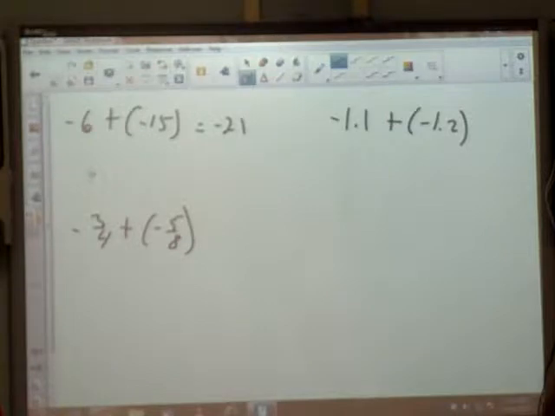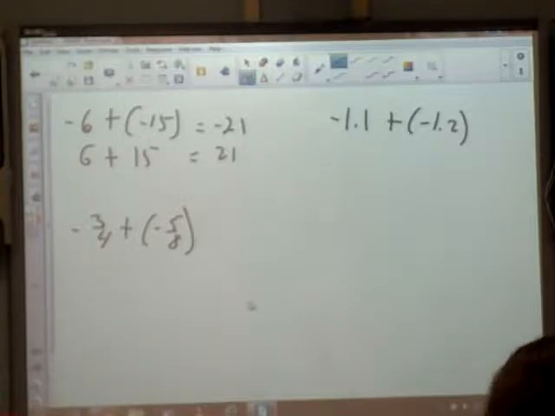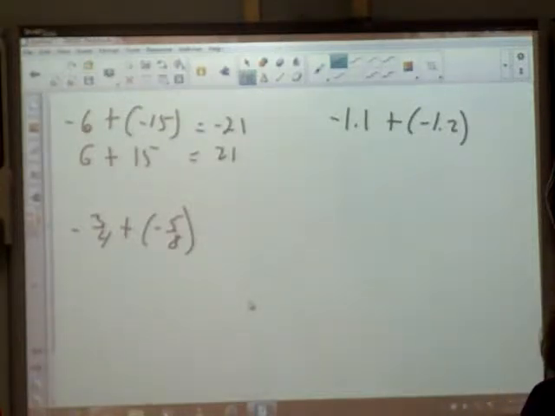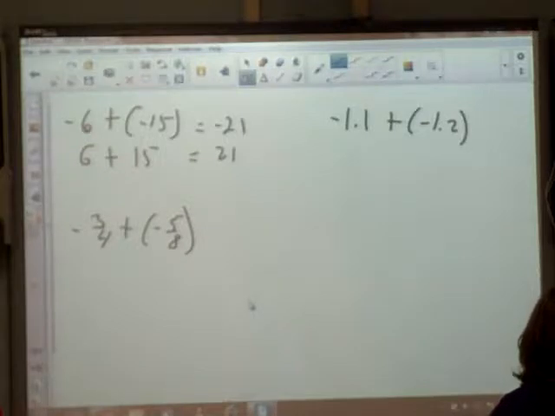Okay, that's the same as if it were just a positive 6 and a positive 15. Those are same signs, so I add them. They're both positive, so my answer's positive. Okay, now you're like, well, that's too easy. Well, that was part of the bell ringer that you just missed. I'm breaking down a big combination problem into smaller single-step problems, okay? All right, so all these other two problems are going to be done the same way.